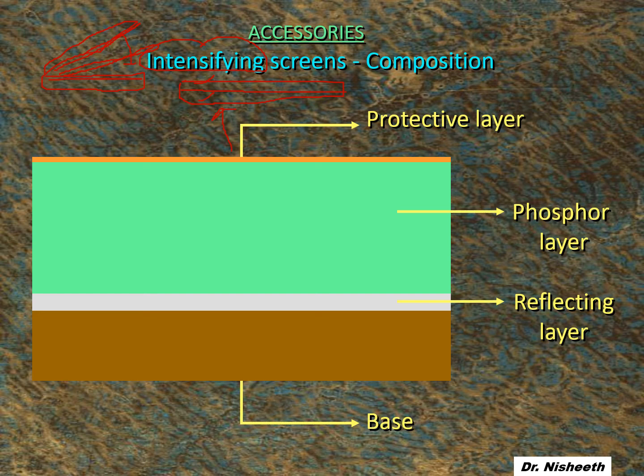Like everything, it will have a base. Some base has to be there to cover it. On that base an adhesive is kept and a phosphor layer is applied. The phosphor layer means a material which converts X-ray photons to light, and this property is called phosphorescence.